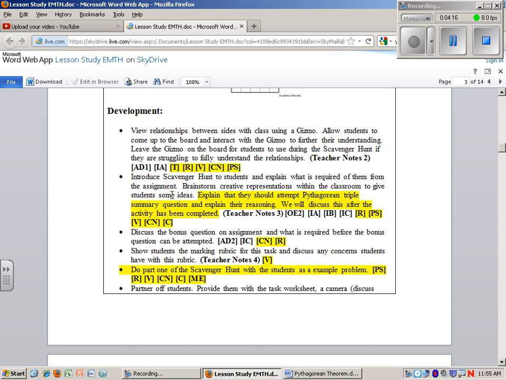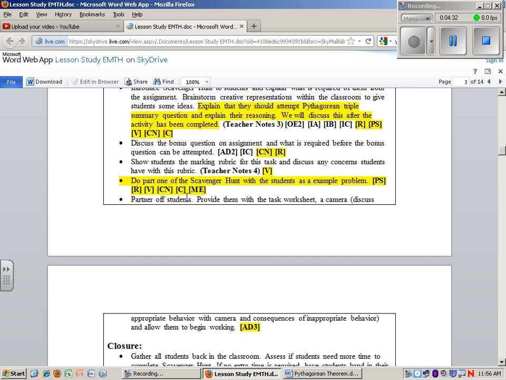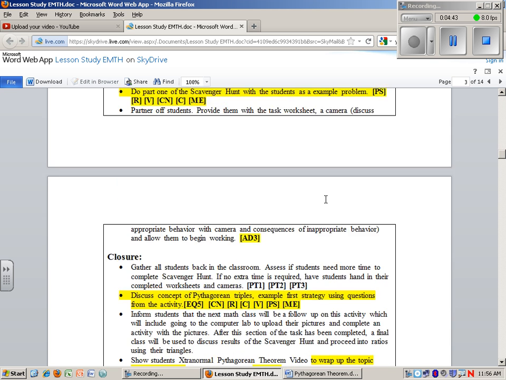We also decided to add in explaining to attempt the Pythagorean triple summary question at the end of the scavenger hunt, which is kind of like a bonus question, and then discuss it after it's been completed. And again, the mathematical processes. We also changed that we wanted to do part 1 of the scavenger hunt with the students as an example so that they know what they're doing.